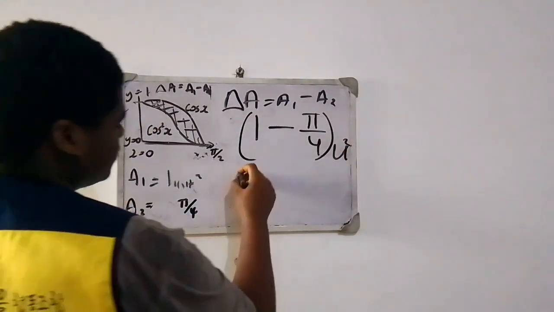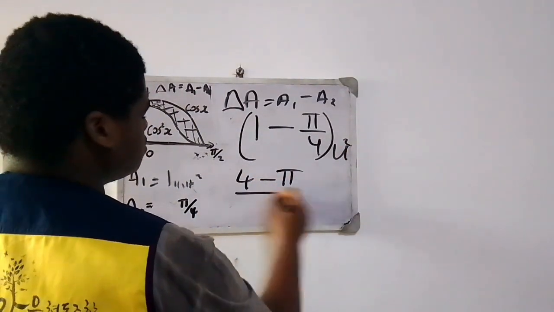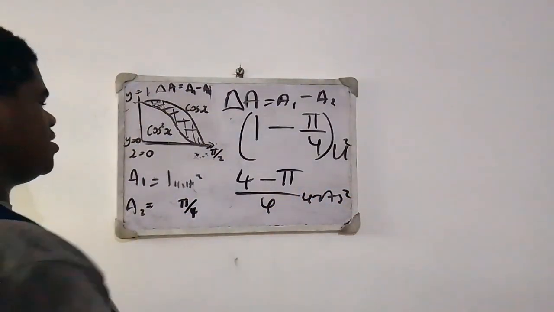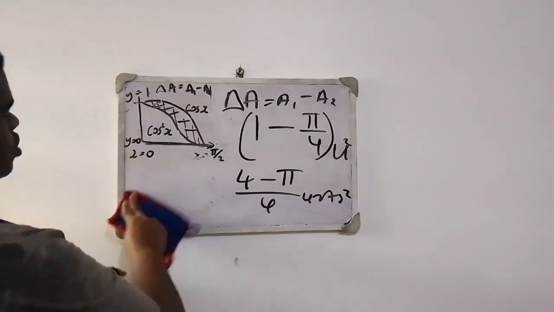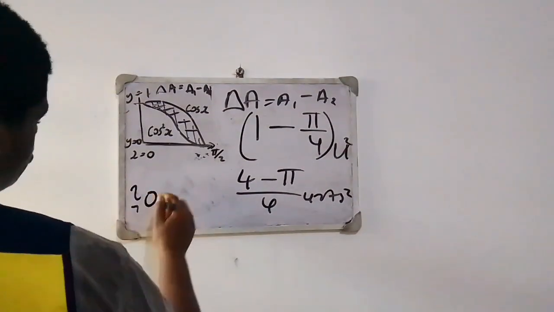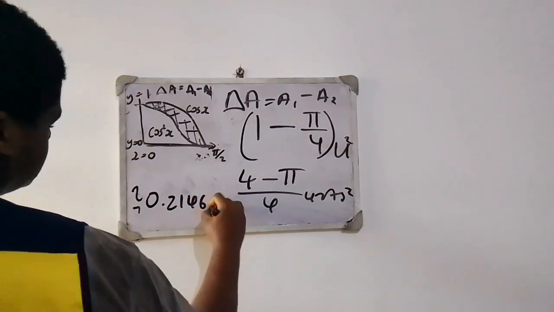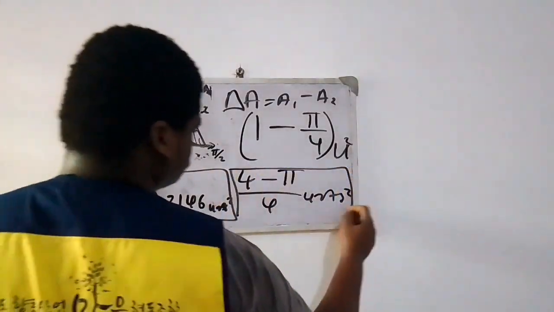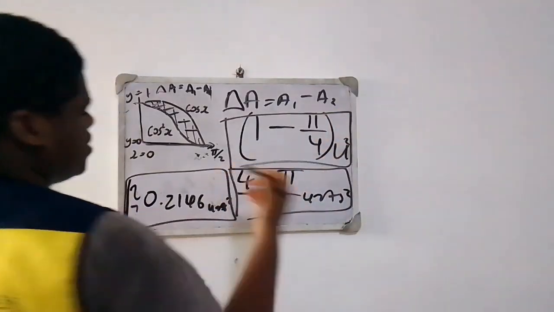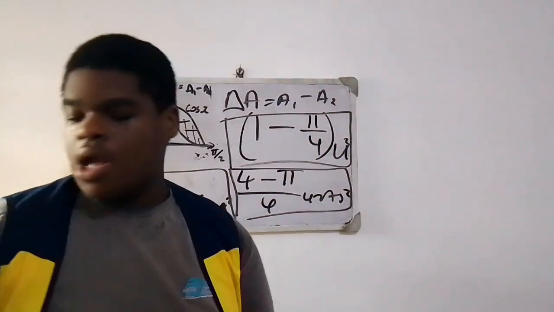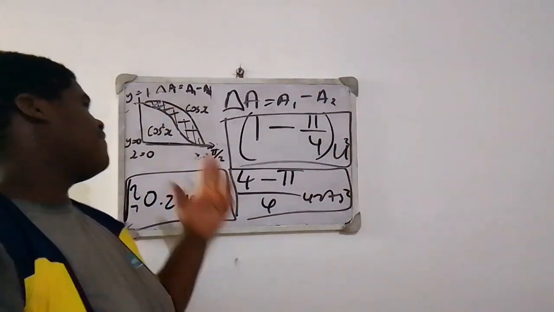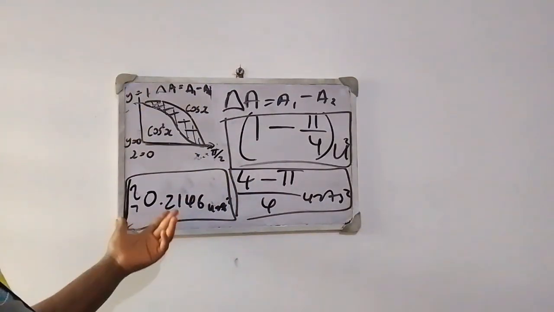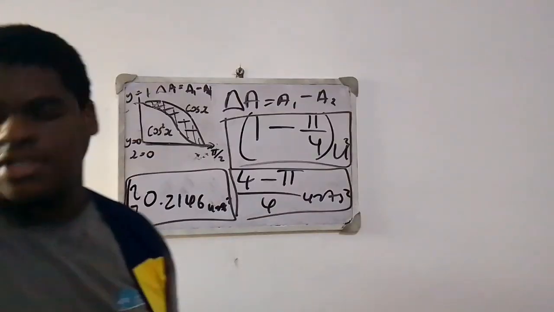Another way to write this answer is 4 minus pi over 4 units squared. Another way to write it is using approximation, that is, you approximate the value. And that's approximately equal to 0.2146 units squared. So these are our 3 possible ways to write the answer. And that brings us to the end of this week of calculus. This area between these two curves is approximately equal to 0.2146 units squared.